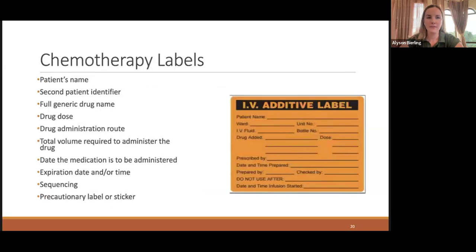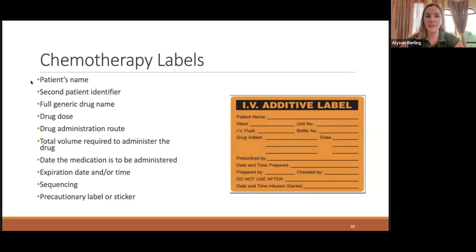So after you have mixed up the chemotherapy drug, we want to label the syringe or the bag that the chemotherapy has gone into. So it's clear what that drug is and how much of it there is and who it's for. So these are all of the components that should be included on the chemotherapy labels.